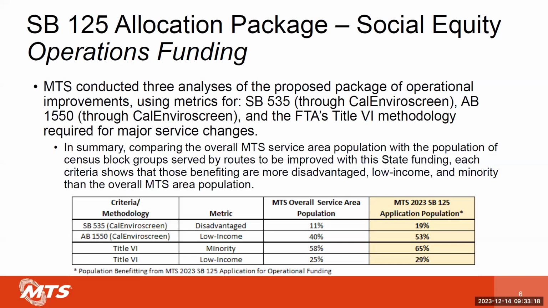And we see similar results under Title VI. 58% of our service area is minority. The benefiting population is 65% minority, and same with low-income. Under the Title VI definition, 25% is low-income, and the benefiting population is 29% low-income. So that's a good story all around for this package of service improvements.